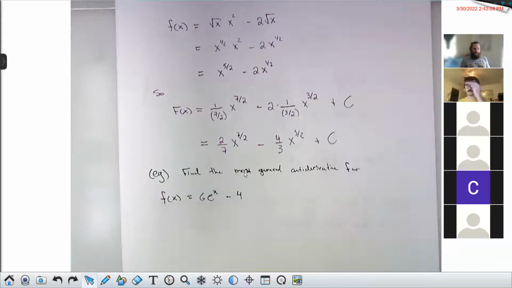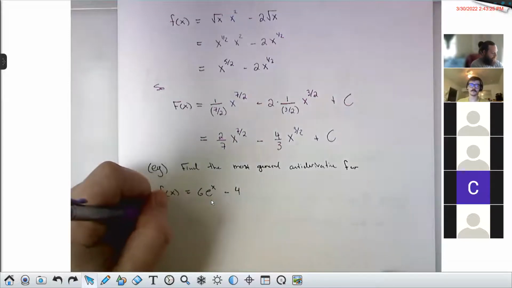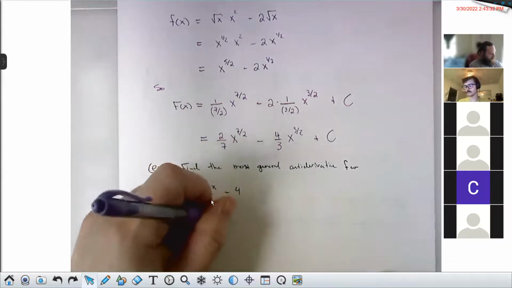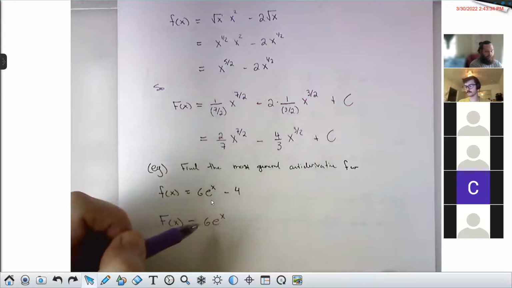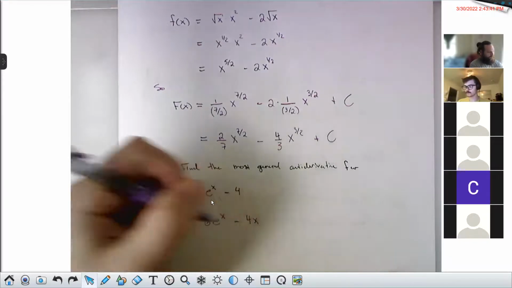We never talked about an antiderivative for e to the x, but you know that when you differentiate e to the x, it stays e to the x. So if you're looking for somebody who has derivative e to the x, that would be e to the x itself. So again, using linearity, the antiderivative for 6e to the x is 6e to the x, because if you differentiate this, you do get this. And then the antiderivative of 4 is 4x.